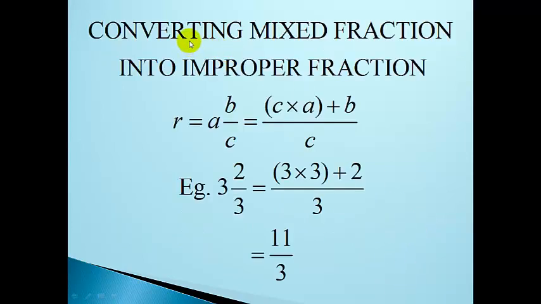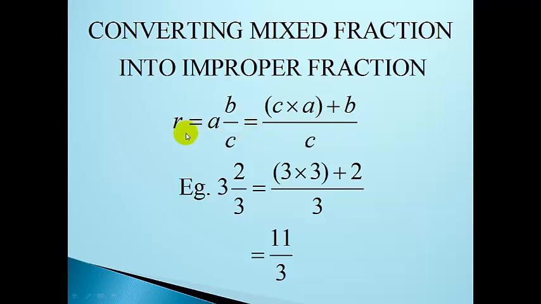Now let's look at how we can convert mixed fraction into improper fraction. Now, given R, that is the mixed fraction, to be equal to A whole number B over C. A is the whole number. B is the numerator of the fraction. C is the denominator of the fraction. So if you want to convert the mixed fraction into improper fraction, we multiply the denominator of the fraction by the whole number. That is C times A. And that is how come we have C times A in bracket. Plus, then we add the results to the numerator. That is B. And that is how come we have plus B. All divided by the denominator of the fraction. That is C.